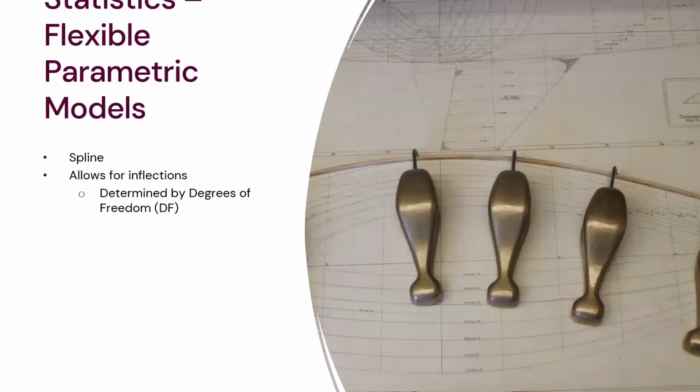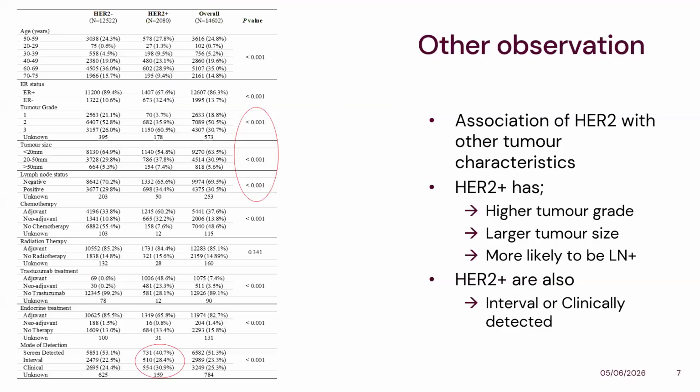This allows for inflections, and these inflections are determined by degrees of freedom. And here we use 3 degrees of freedom, so we allowed 3 bends in our plot.